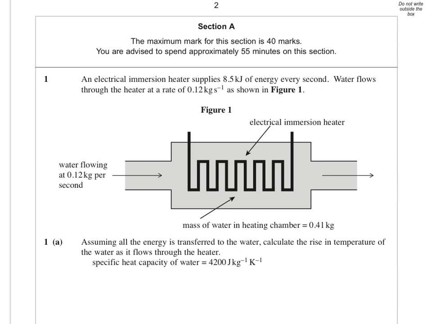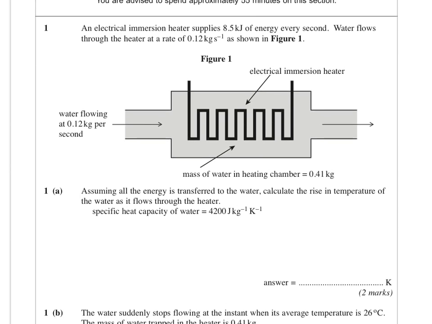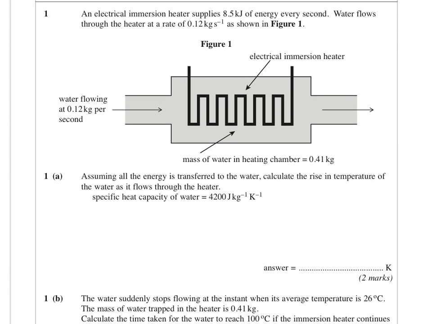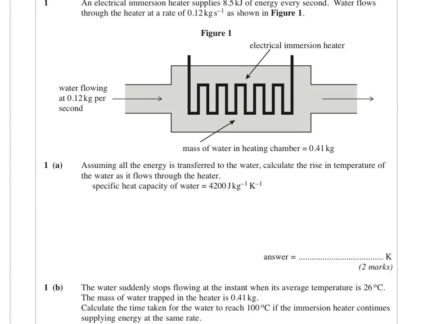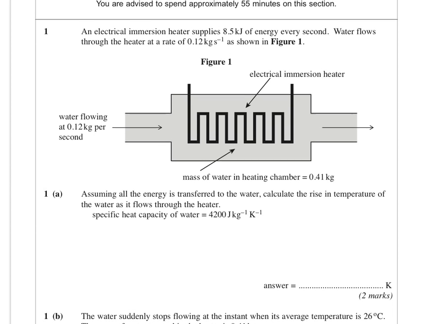Alright, so let's take a look at the June 2012 Unit 5 paper. So we've got an immersion heater supplying some energy, and we've got some water flowing through it, because that's how an immersion heater works. Assuming all the energy is transferred, calculate the rise in temperature of the water as it flows through the heater.